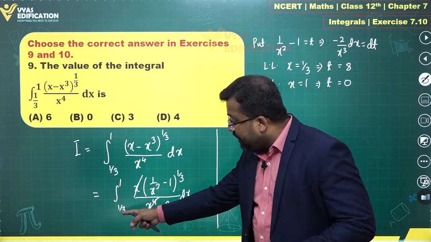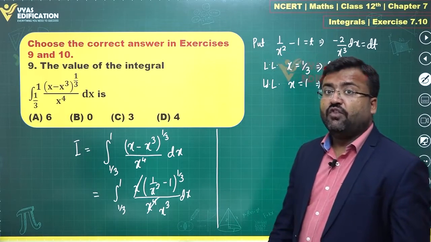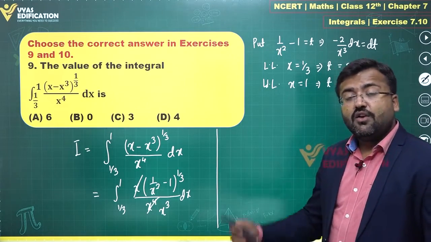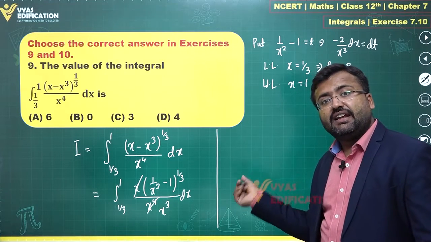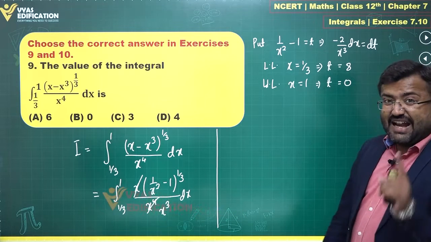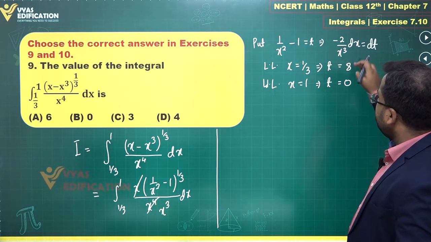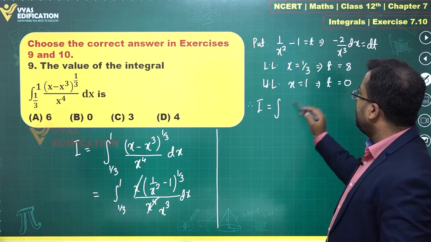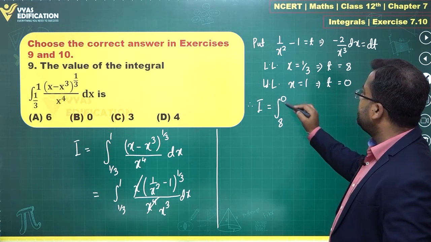Had the limits been from minus 1 by 3 to 1, we'll have to break the limits from minus 1 by 3 to 0 and then 0 to 1 for substitution directly, right? We'll have to do that. Okay, so keeping that idea in mind, you can see t goes from 8 to 0, therefore the integral becomes from the lower limit 8 to upper limit 0.